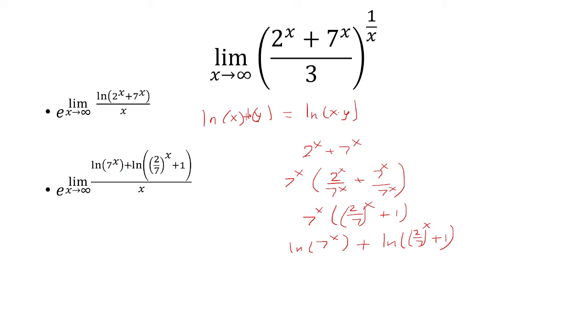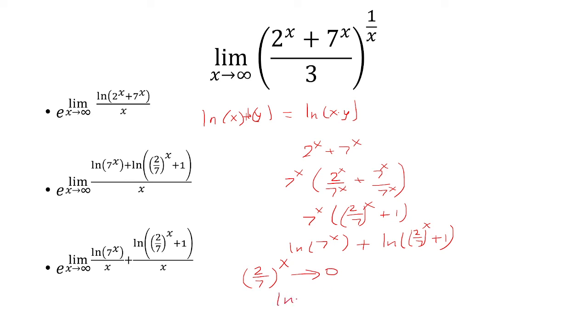And the purpose of this is to break it up into two separate limits, because I have this plus here. Now 2 over 7 to the x approaches 0. So ln of 2 over 7 to the x plus 1 approaches ln of 1, which is 0. So this top part goes to 0, the bottom part goes to infinity. So this whole thing goes to 0.